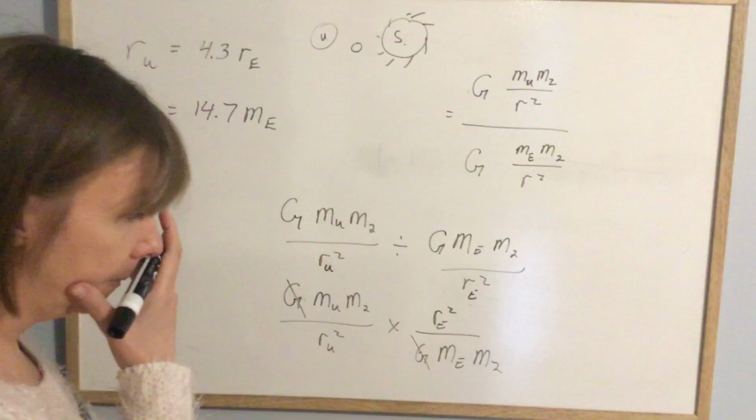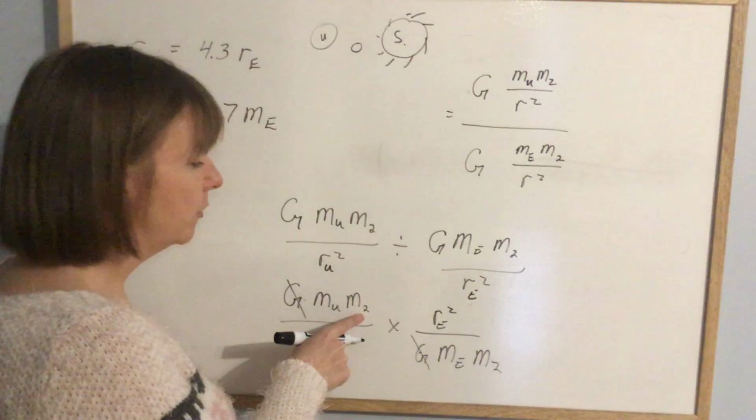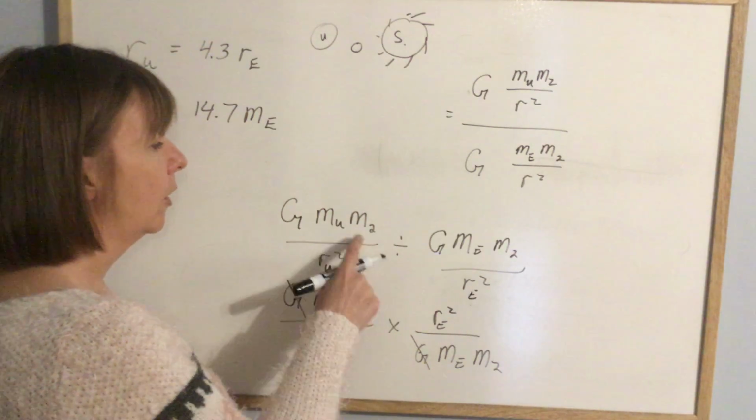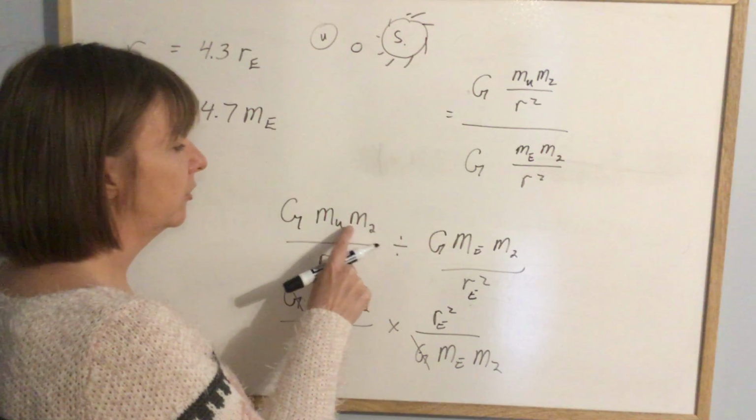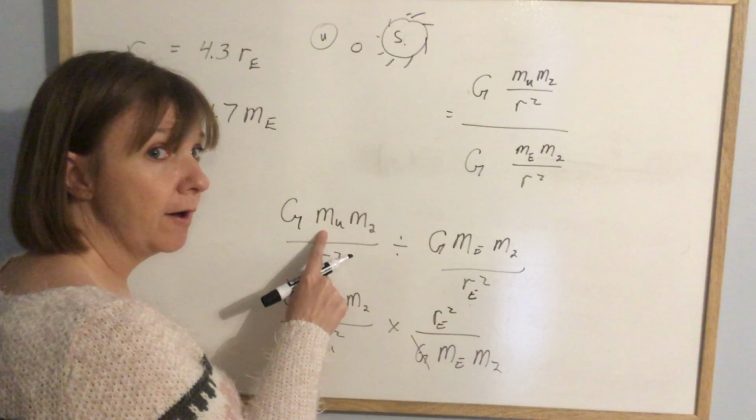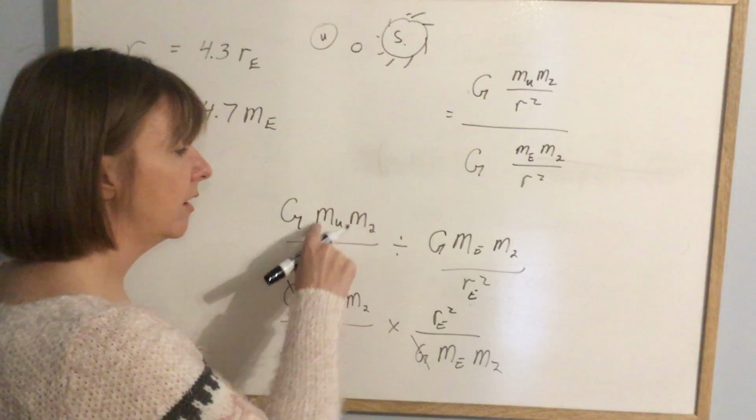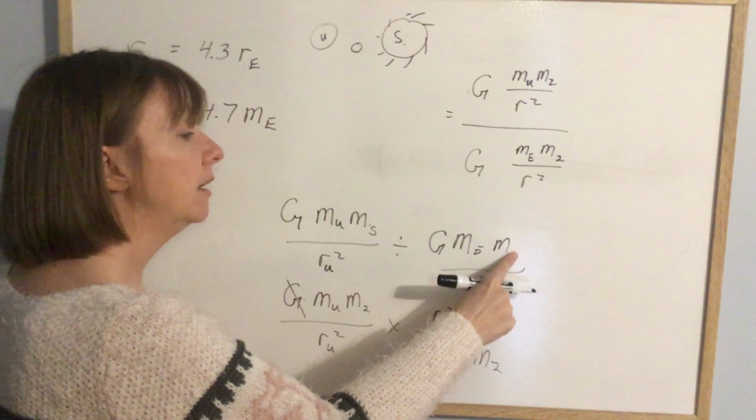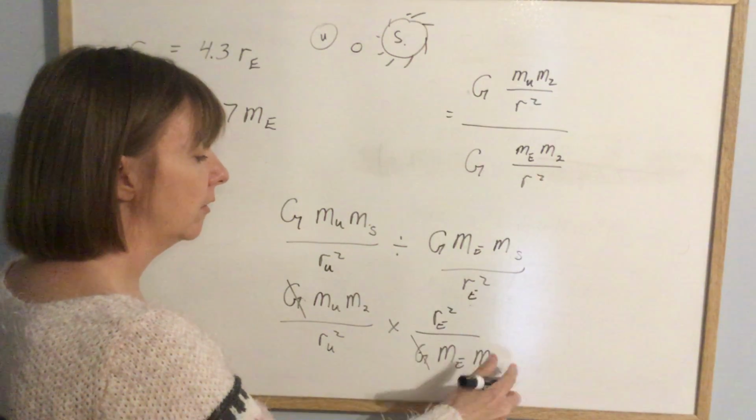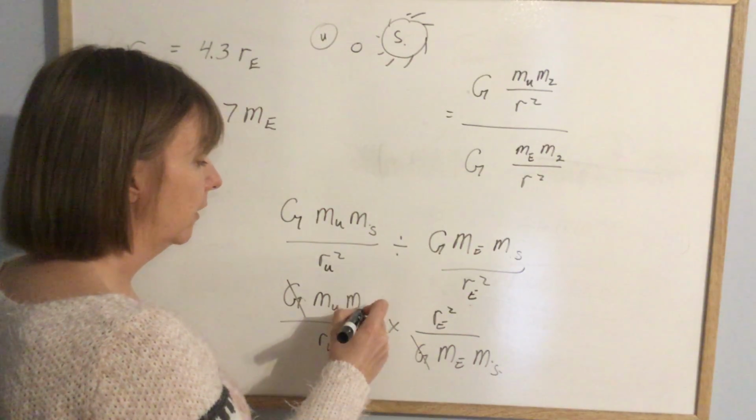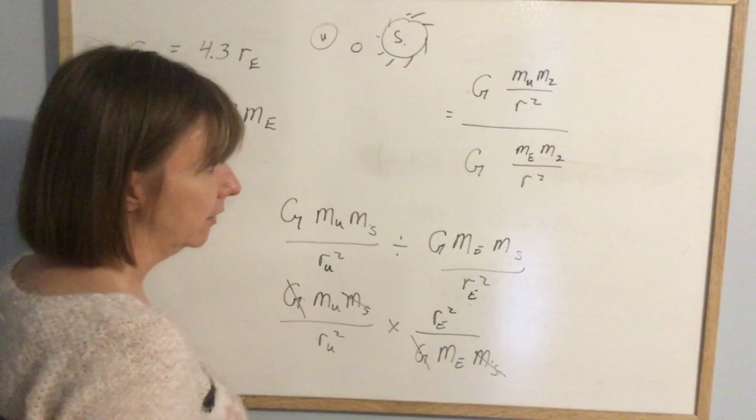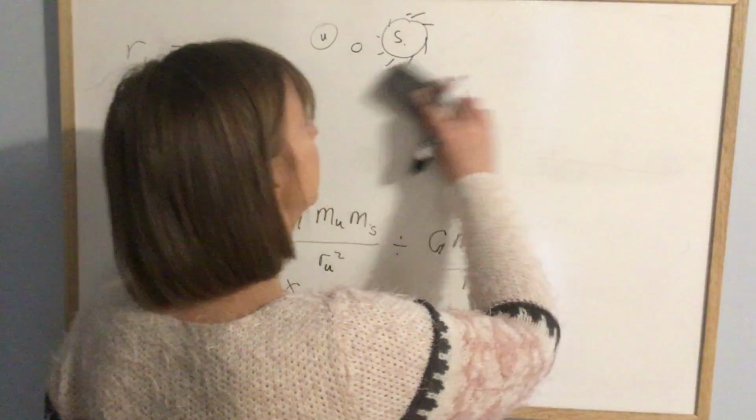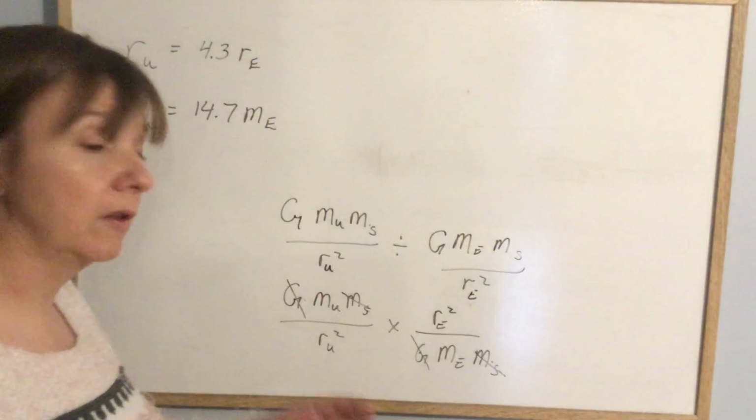So they don't cancel. But what about this M2? I've got an M2 on the top here and an M2 on the bottom. What is that M2 representing? Well, when we're multiplying the two masses together to figure out the force of gravity, it's the mass of the planet times what it's being attracted to, which is the sun. In both cases, it's the sun. So those actually can cancel. So now my question looks a little easier.